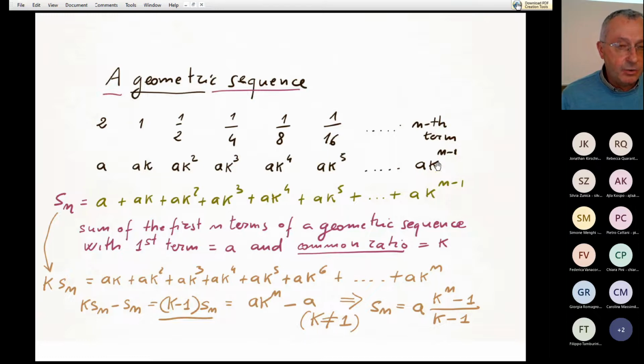Okay, so there is a rule to write down the nth term of the sequence based on the first term, the position, and k. k is the common ratio between any term and the preceding one. The first term is usually denoted with a. It is just called the first term.